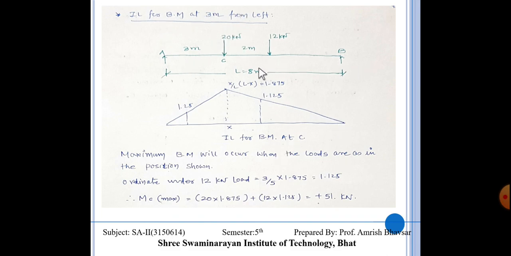Now influence line for bending moment at 3 meter from left support. So this is our beam and at C there is the maximum. So we have to first find out this point, that is x upon L into L minus x, that is 1.875.